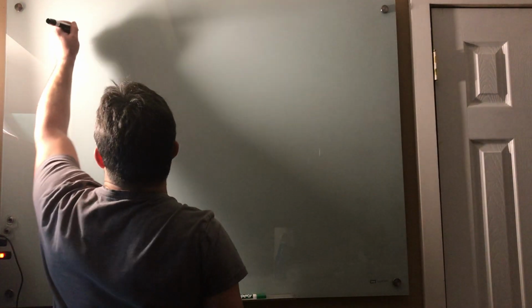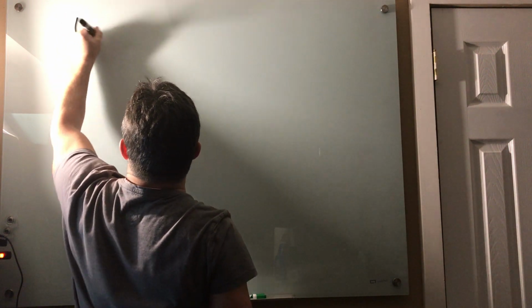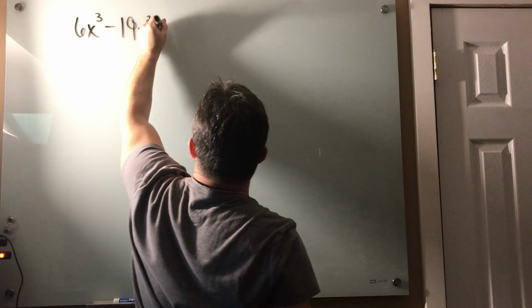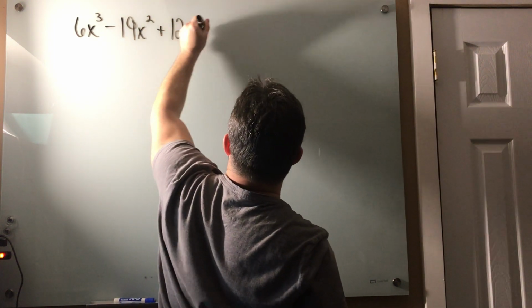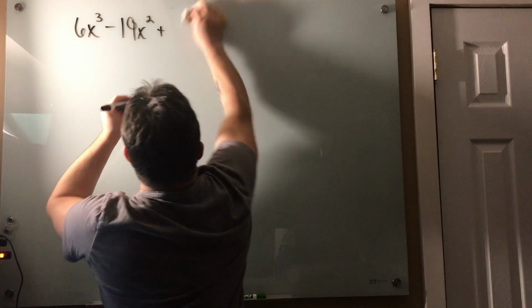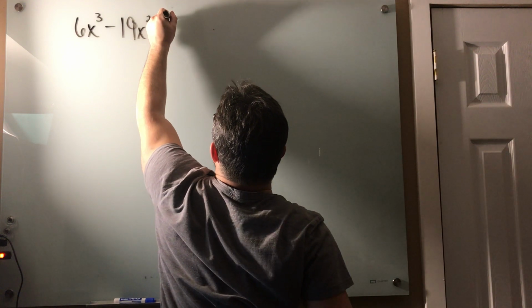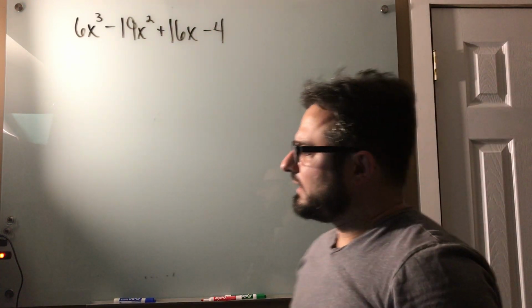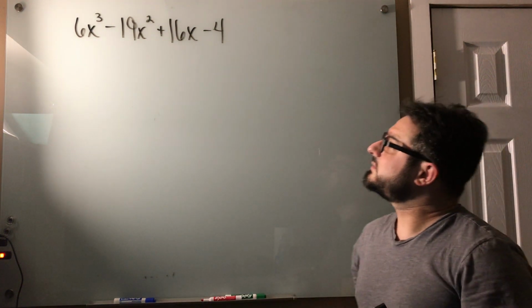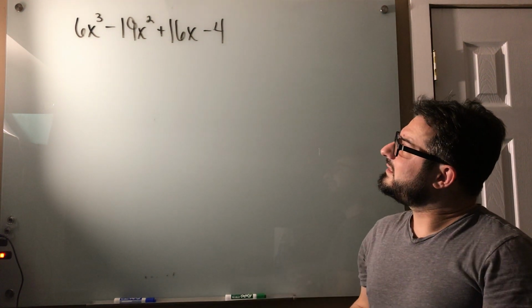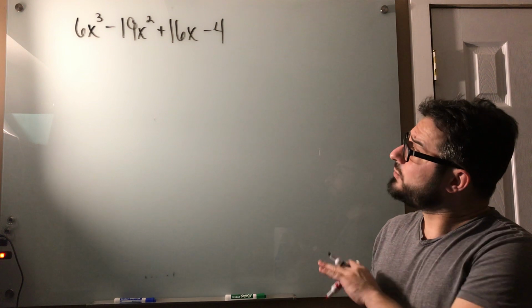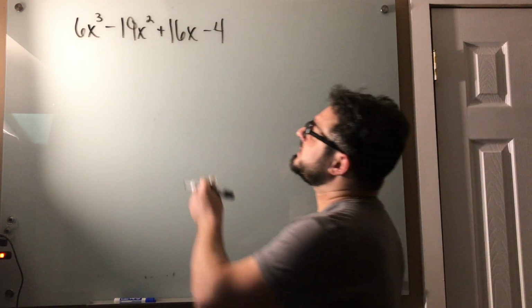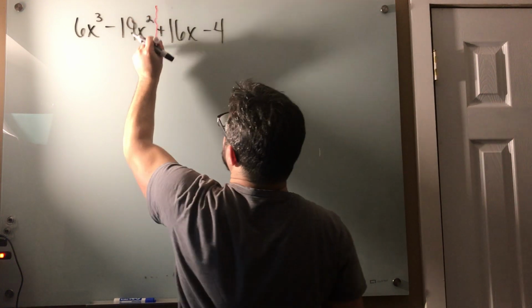So the polynomial is 6x cubed minus 19x squared plus 16x minus 4. Now, first of all, you're not going to be able to group this. I mean, you can separate it into groups, but when we take out the common factor of each group, it's not going to give us what we need.